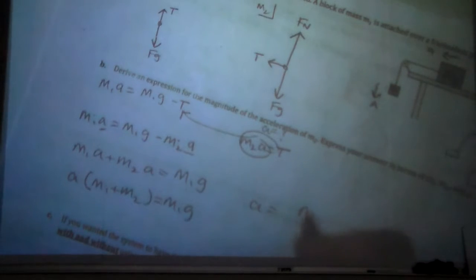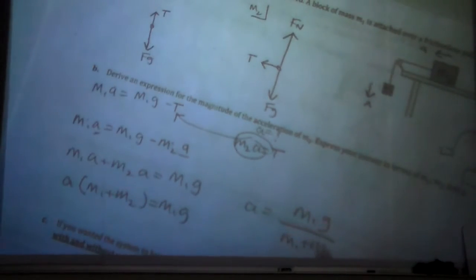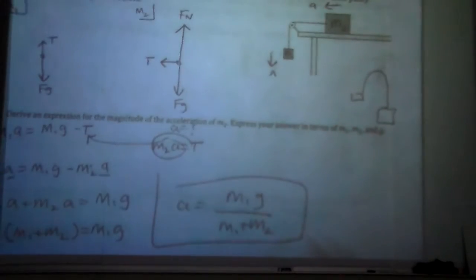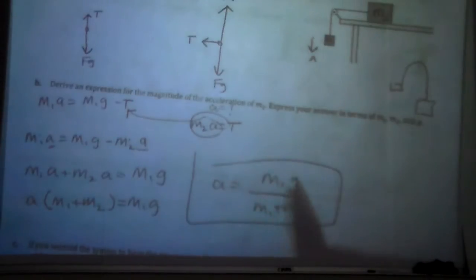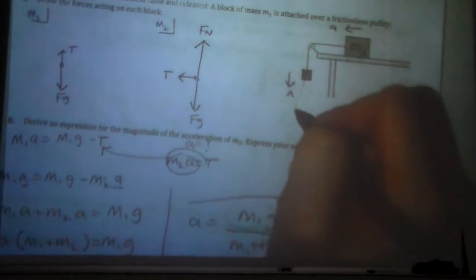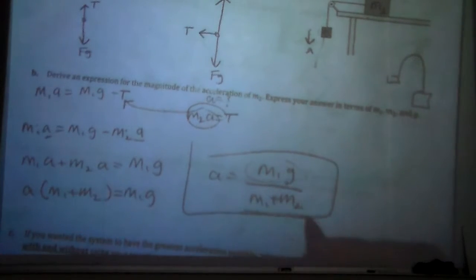And then divide over m1g over m1 plus m2. That's my acceleration. And this should make sense because the force that's pulling the system is just the gravity force divided by the total mass of the system, the two masses together.